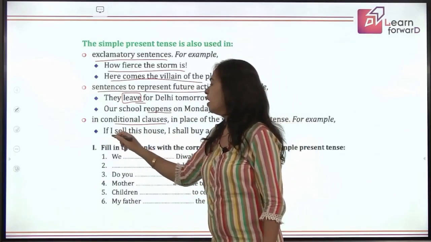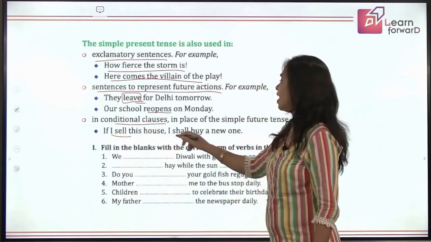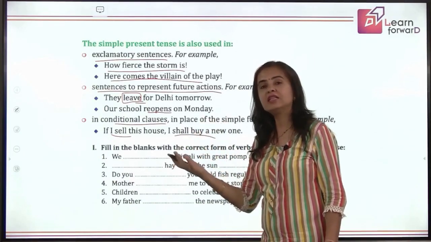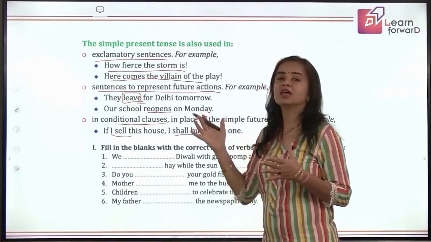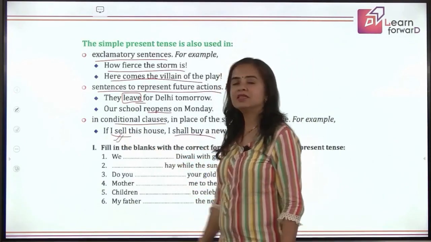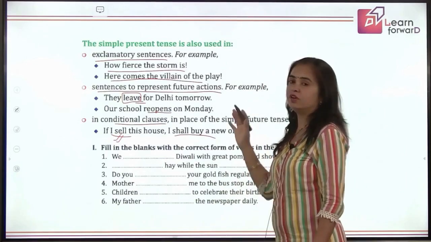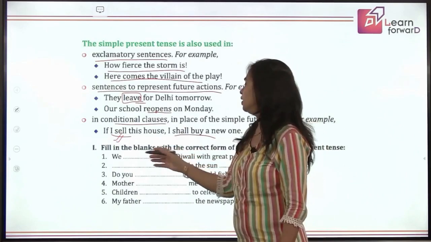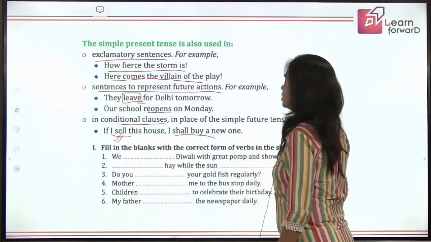So here I say, if I sell this house, I shall buy a new one. Although I'll sell this in future, it is still a conditional clause. So here we are using simple present tense, right? So these were the different uses of simple present tense. Now you have an exercise to practice that. Fill in the blanks with the correct form of verbs in simple present tense.